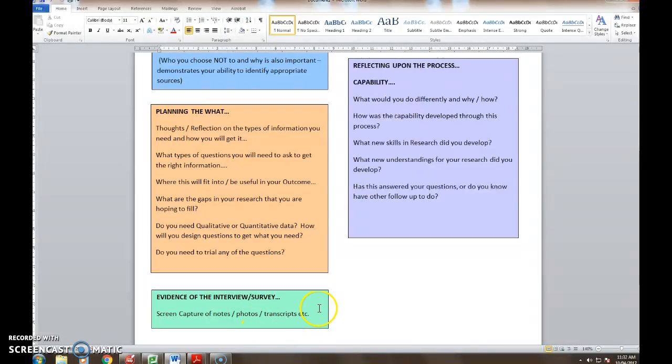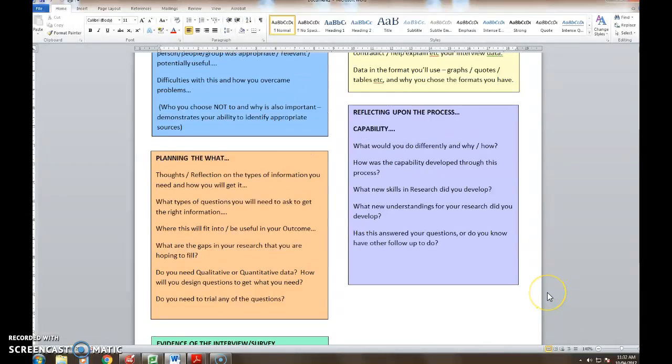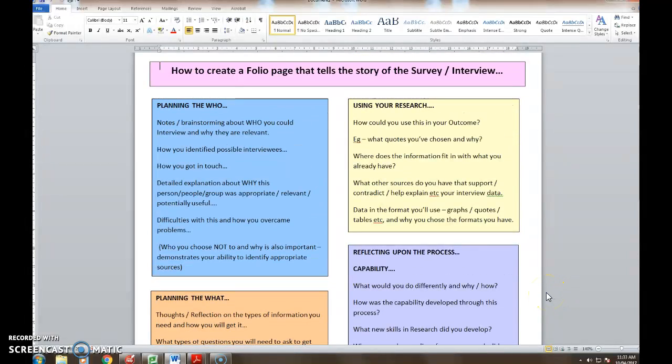Then you need some kind of evidence of the interview or the survey, and that could be as simple as using screen captures of notes, maybe a photograph of you at your interview, a transcript of what you have recorded, etc. The next component is how you're actually going to use this research, so how it goes into your outcome. For example, what quotes you've chosen to use and why, and where the information fits in with what you already have. What other sources do you have that support, contradict, or help to explain your interview data? And what's the format of the data that you're planning on using?